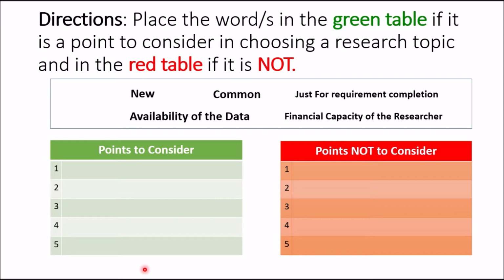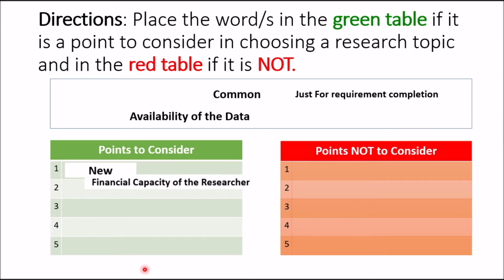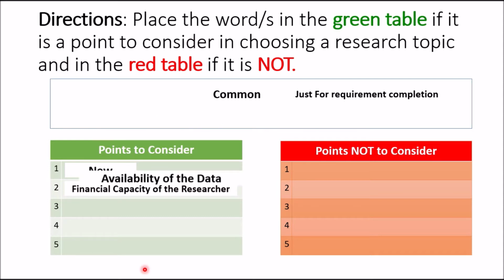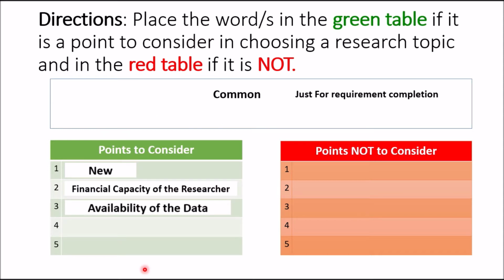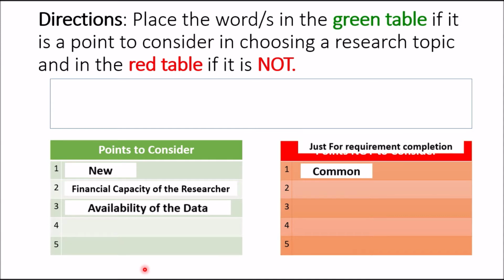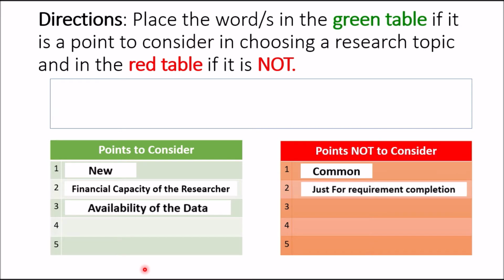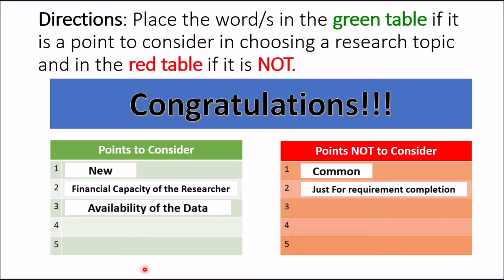Okay, so if your answer is just like this, if you place the word new, to points to consider, financial capacity of the researcher, availability of the data, then you place the word common, just for the requirement completion. So, congratulations, you got the correct answer.